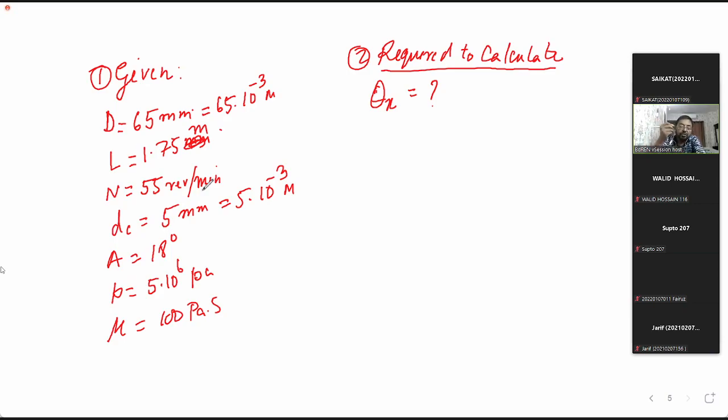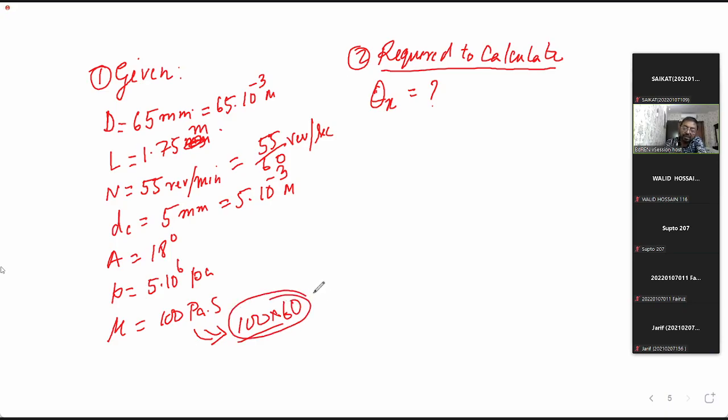Yes. So if you want to convert it in minute, then it will be 55 divided by 60 revolution per second. Or if you are remaining it in minute, you can convert it into minute. Then it will be equal to 100 divided by 100 multiplied by 60, 100 multiplied by 60 Pascal minute. So that thing we are going to come to.